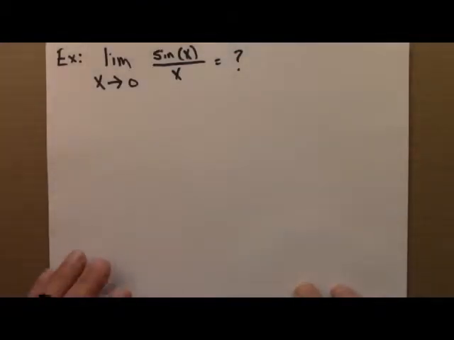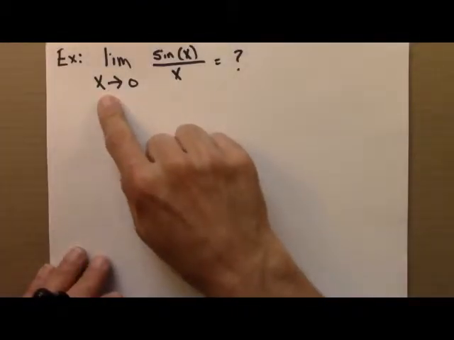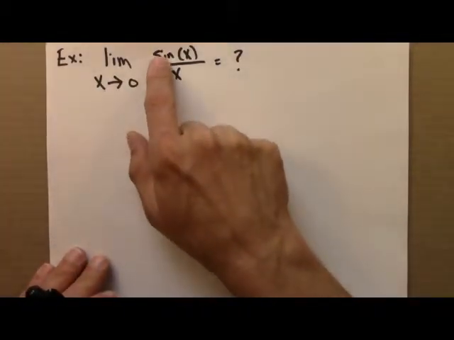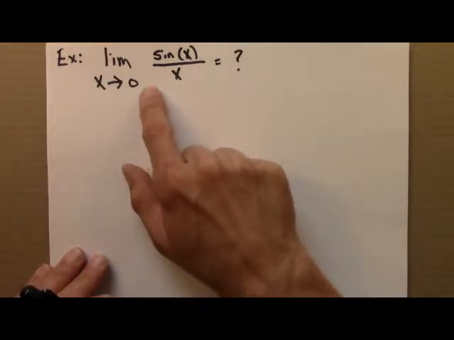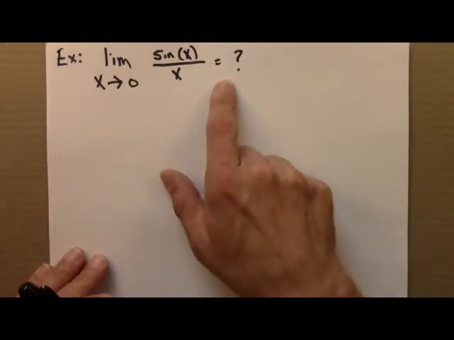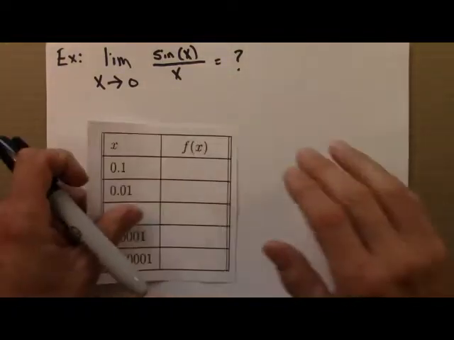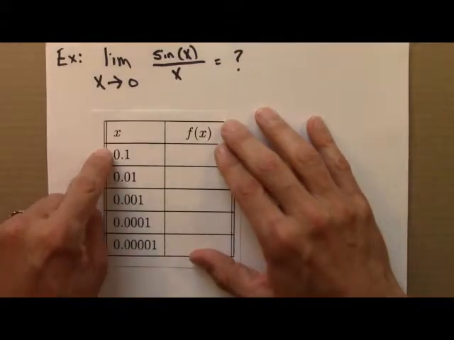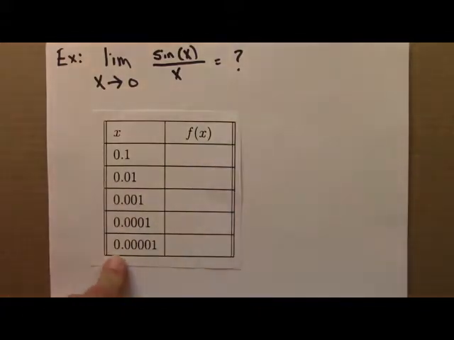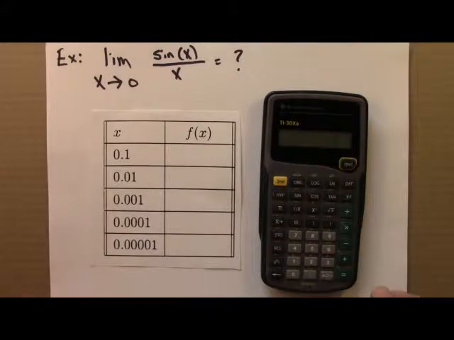Here's the next example. Suppose we want to know the limit as x approaches 0 of sine x over x. As I let x get closer and closer to 0, does sine x over x get closer and closer to something? Well, let's see. Let's do what we did before. Let's fill out a table of numbers. Now we're going to let x get closer and closer to 0, but not actually hit 0. And when you're doing this, it's important that your calculator is in radians and not degrees.